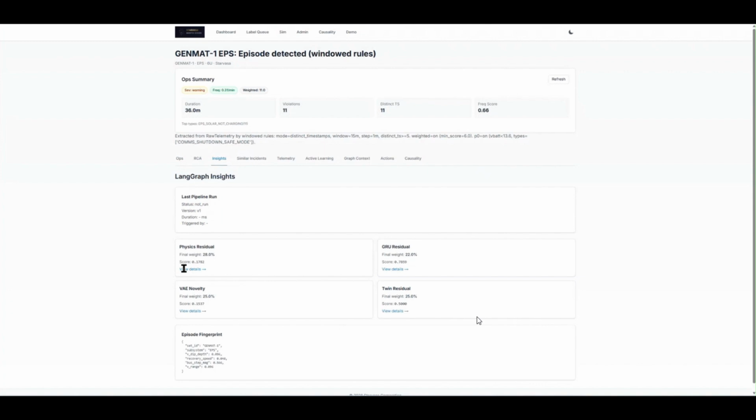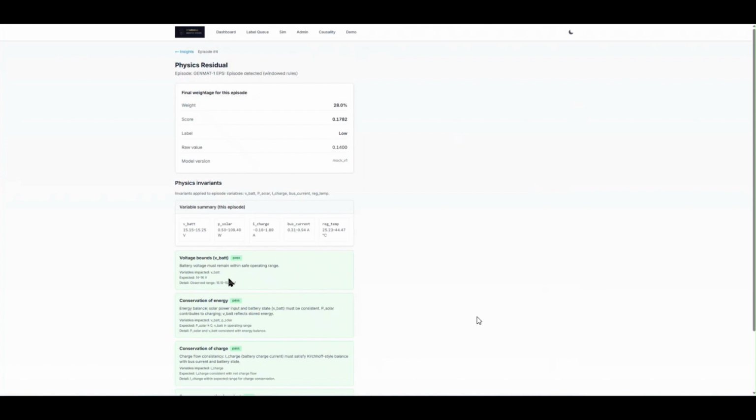You can click on it to see all the detail. You'll see that mostly it is healthy. So there is nothing, physics is not violated in this episode. So we're leaving it alone.